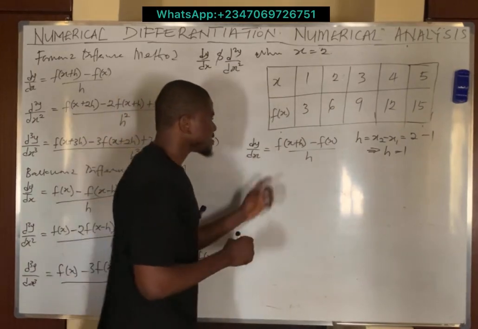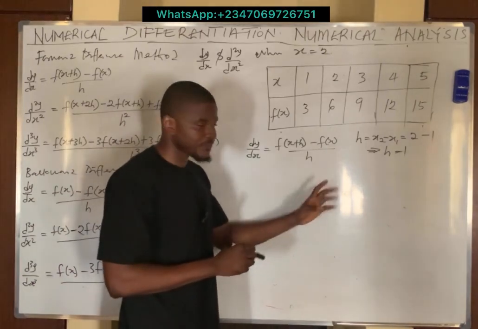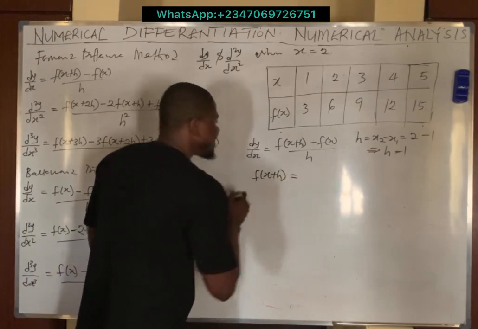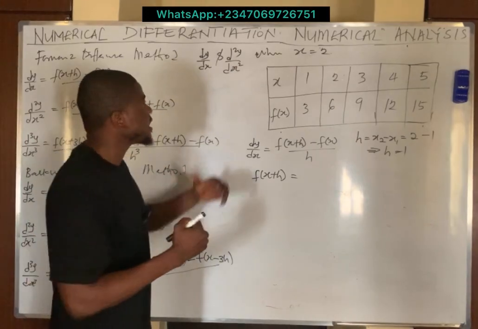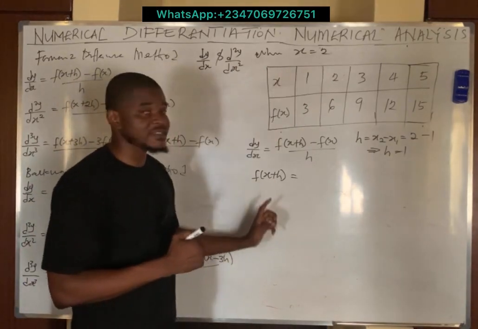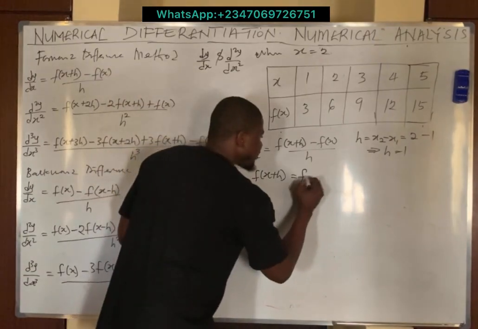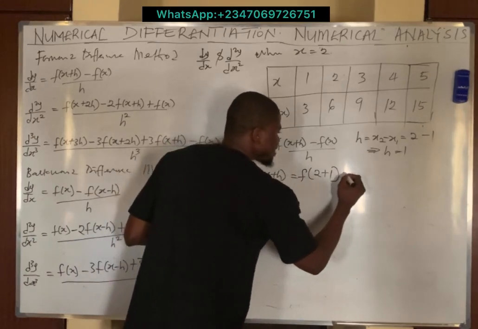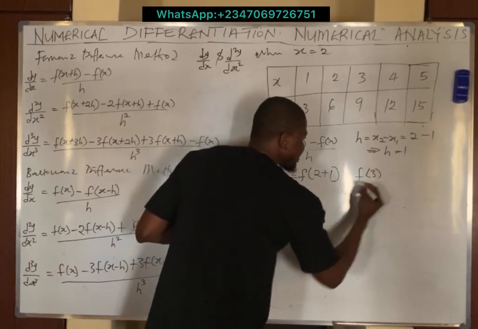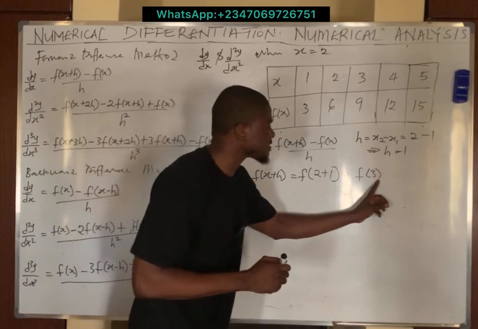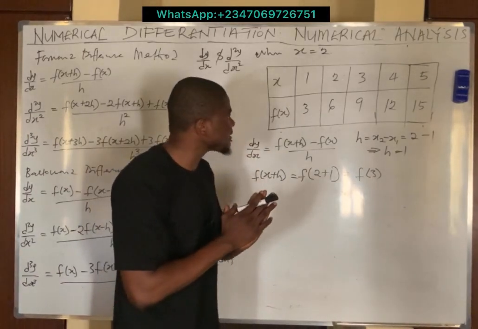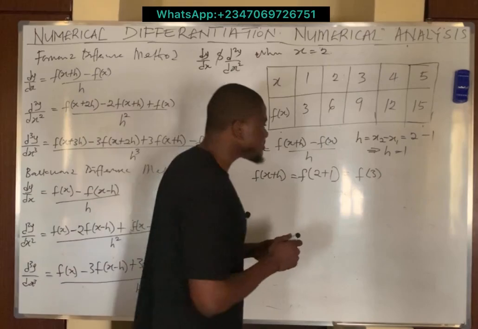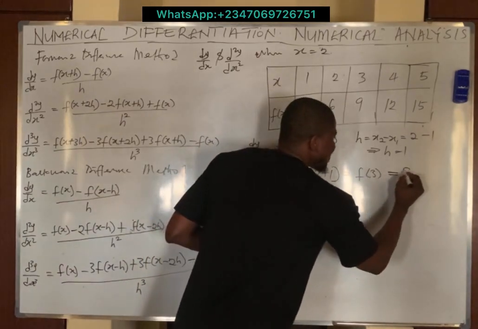Now, having found h, the next thing to do is to find f of x plus h, where x is the point of interest given in the question. It says when x is equal to 2, so x is equal to 2. So you have f of 2 plus h. We found h to be 1, so it becomes f of 2 plus 1, which is f of 3. So when x is 3, what is the value of y? You go to the table: when x is 3, y is equal to 9. So f of 3 is equal to 9.